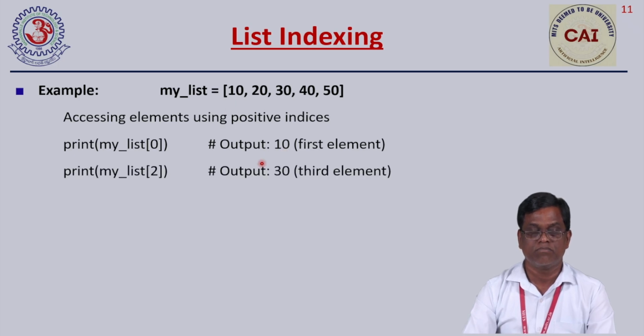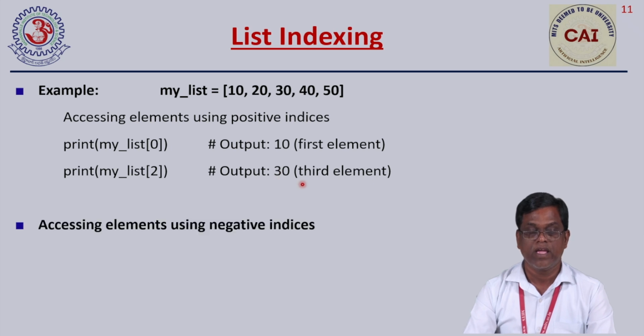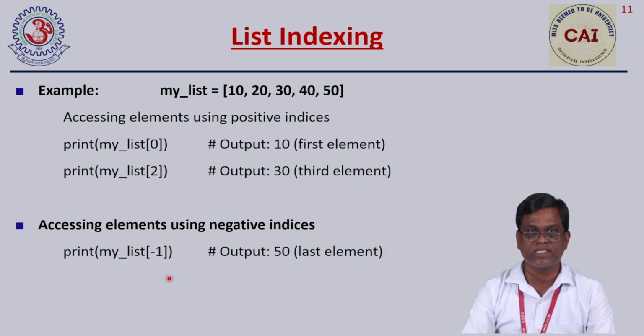My list of 2 will access the third element, which is 30, and that will be printed here. As we discussed previously, we can also access elements by using negative indexes. Here are examples to understand how to use negative indexes. My list of -1 will access the last element in the list. 50 is the last element, so that will be accessed here.